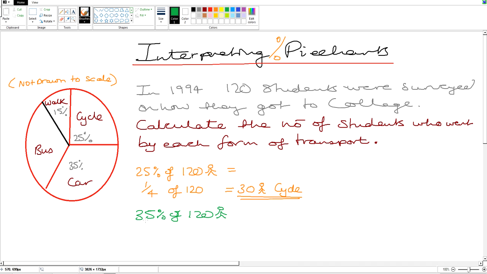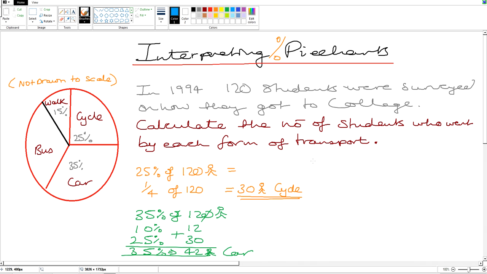Now, to work out 35%, what we need to do is we need to work out another 10% on top of 25. Is that right? Yeah. So let's work out 10%. First of all, 10% of 120 is 12. And what was 25% we just worked out earlier? 25% was a quarter, which was 30. So 10 at 25 is 35%, and 12 at 30 will give us 42. So 42 students went by car.